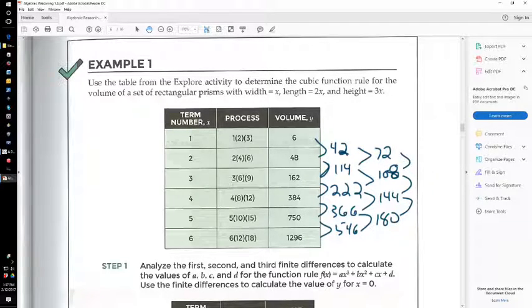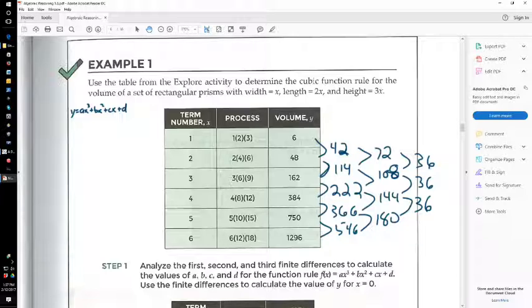Let's see if it's cubic. 108 minus 72, which we should already know, is 36. 144 minus 108 is 36. 180 minus 144 is 36. So there's our table again. Remember, your base equation is y equals ax to the third power plus bx squared plus cx plus d. We have 4 variables to find.